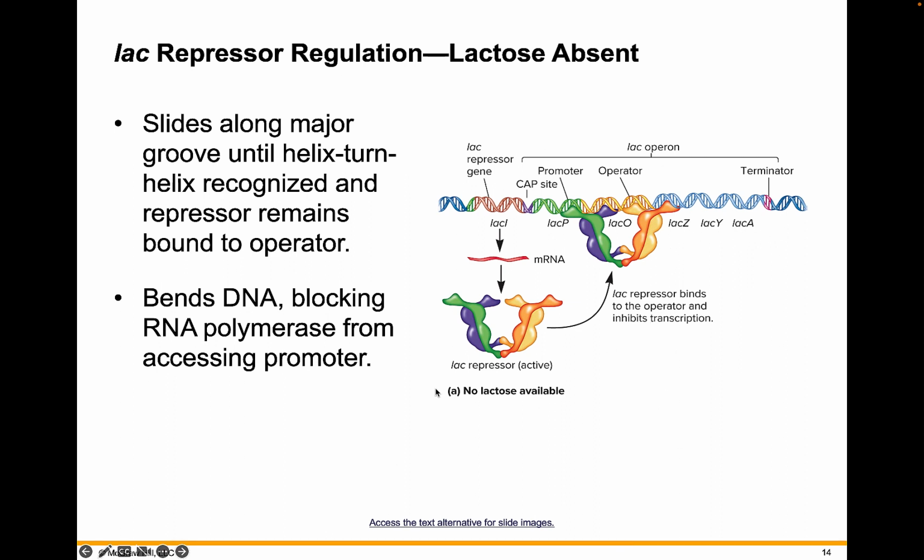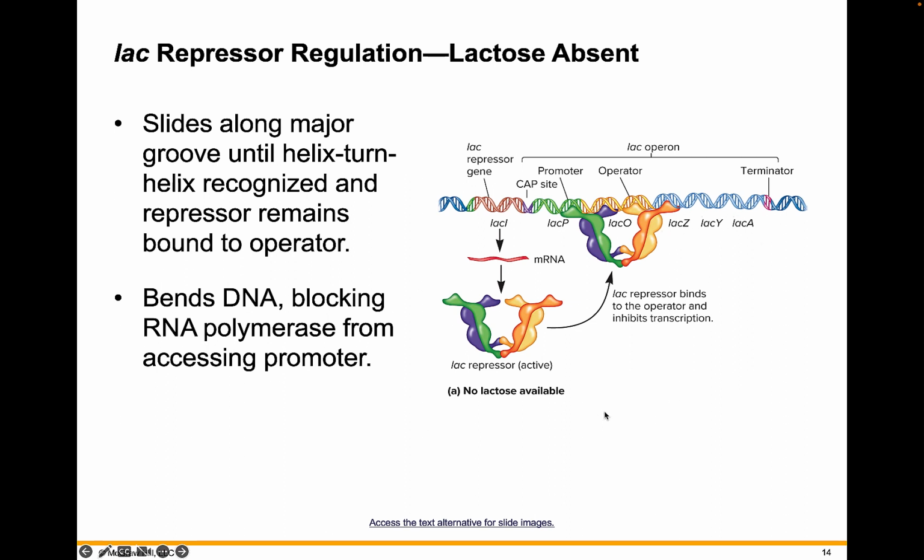So here, first we are looking at when lactose is absent. The LAC repressor is constantly produced because LAC-I is always an active gene. It produces mRNA that is translated into the LAC repressor, which is active and binds to this operator region, and the promoter region is occluded. It cannot allow the RNA polymerase to transcribe. So that's basically the repression. That means there is no transcription of LAC-Z, Y, and A.